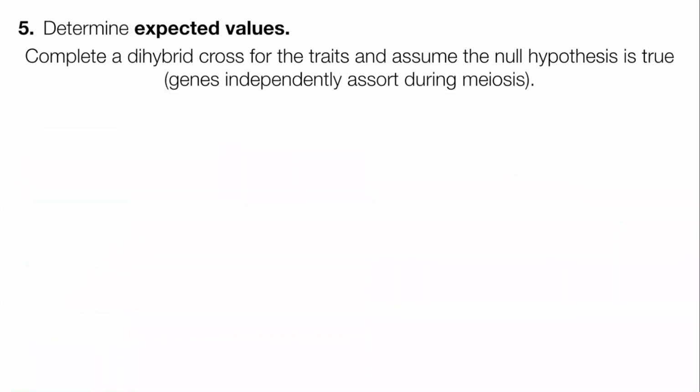The next step is we have to determine the expected values. And this is the hardest part for most students. In order to calculate the expected values, the first thing we have to do is do a dihybrid cross for the parents, which means we have to take the parents, which are represented here in the gray box, and we have to do a 16-box dihybrid cross.